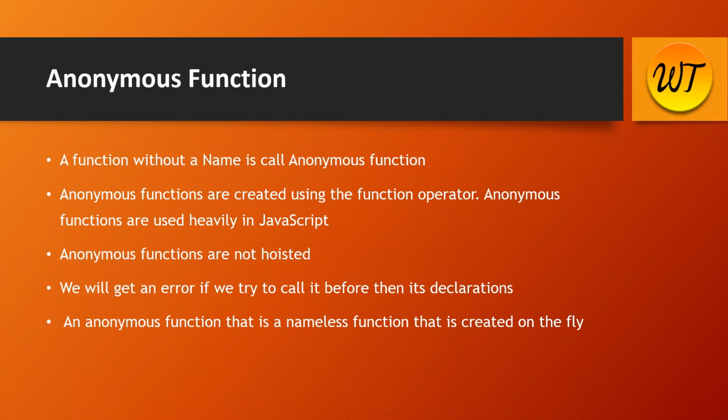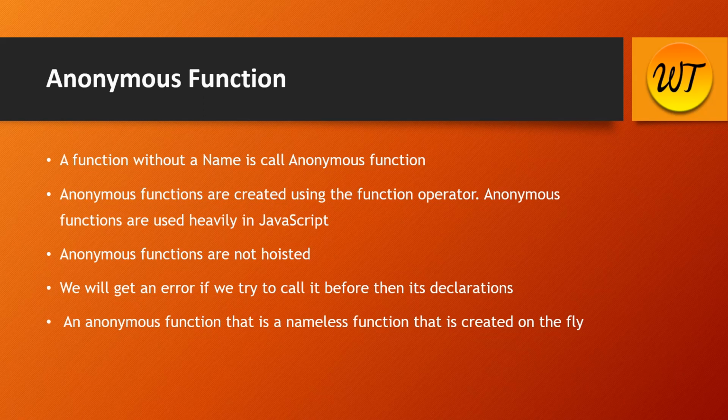What is an anonymous function? A function without a name is called an anonymous function. Anonymous functions are created using the function operator, and they are used heavily in JavaScript. Anonymous functions are not hoisted. If you try to call the anonymous function before it is declared, you will get an error. When using an anonymous function, the function can only be called after the line of the declaration.